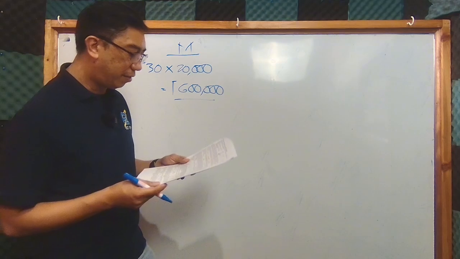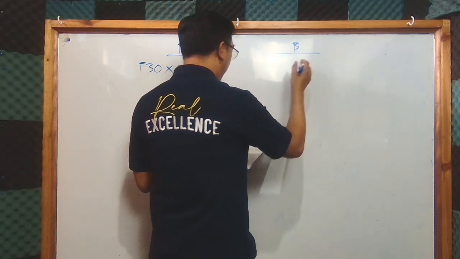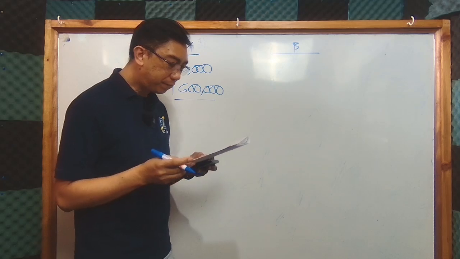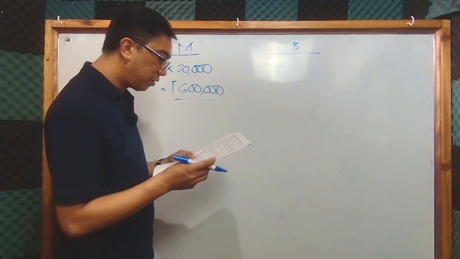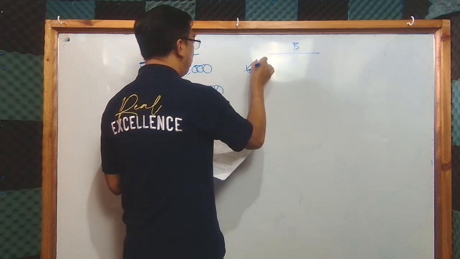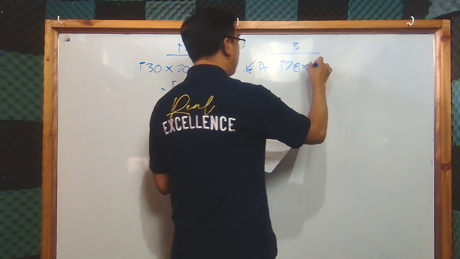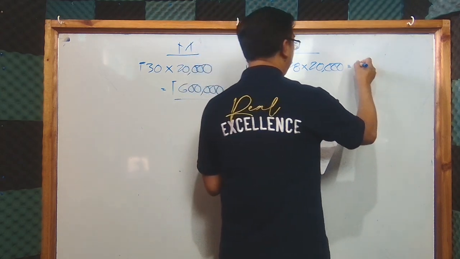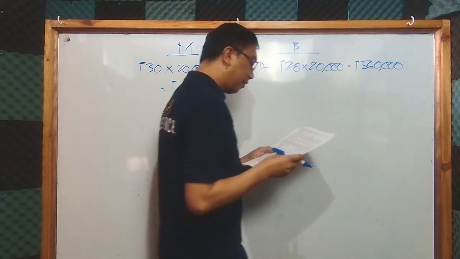Relevant cost to buy, class. Relevant cost to buy naman is the acquisition price. Magkano ba acquisition price nito? A supplier is willing to provide it to us at how much? 28 pesos per unit. So acquisition price, 28 times 20,000 for a total of 560,000. Yun nga lang, class.